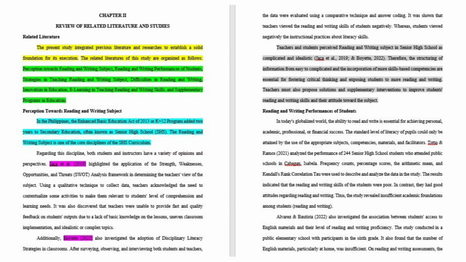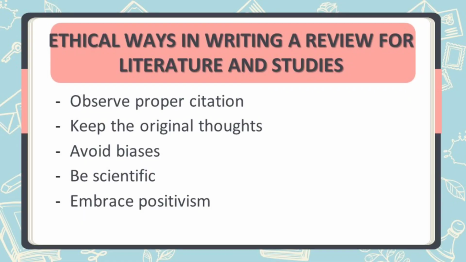With that, let's talk about the ethical ways in writing a review for literatures and studies. As a novice researcher, you need to master different kinds of citation styles to avoid plagiarism. Second, we need to be abreast with proper skills in paraphrasing and interpreting others' work. Third, it is important that you eliminate personal interests or biases on your studies. Fourth, have a strong basis on reviewing literature. We have to be scientific and empirical.